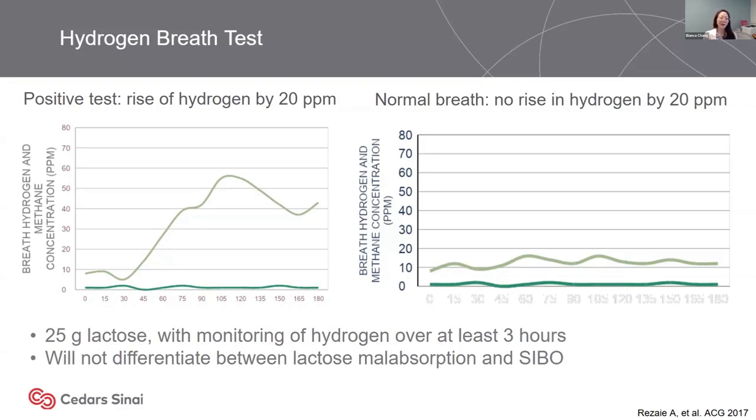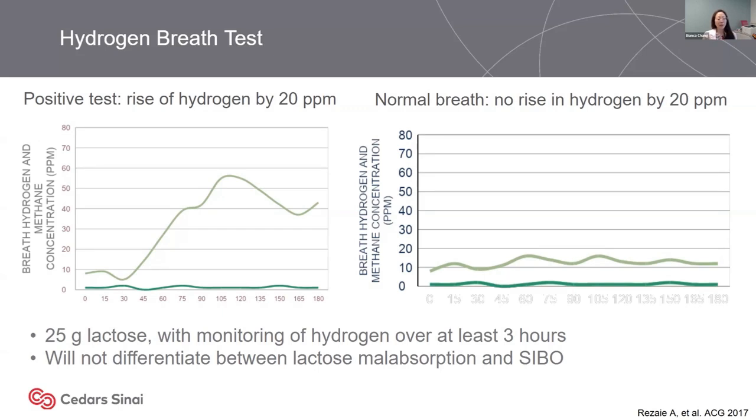Then you would ingest 25 grams of lactose. So we would give it to you in sort of a sugar substrate. And then over the next 3 hours, every 15 minutes, you're blowing in that same bag. And we're specifically looking at the hydrogen level if we're testing for just lactose intolerance. What we're looking for is at any time during the test if there is an excessive rise of hydrogen. That means a rise of hydrogen by more than 20 parts per million.